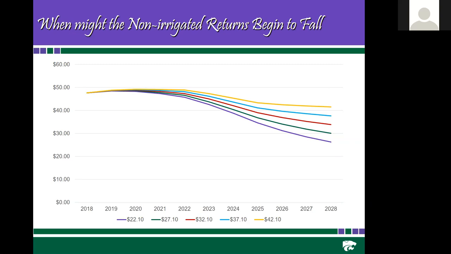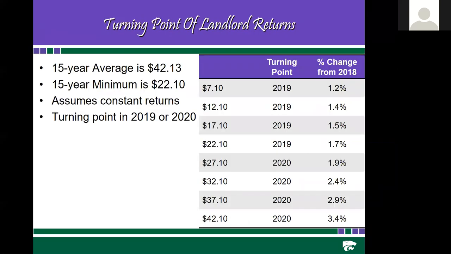And that also means that we should begin to see a stabilization of the assessed value on agricultural land. In terms of looking at this, to give some numbers, the 15-year average of the LNIs in Barton County is 42. The 15-year minimum was in 2016, which was 2210. Again, when I'm doing these, I'm assuming that these things hit this value and remain there.